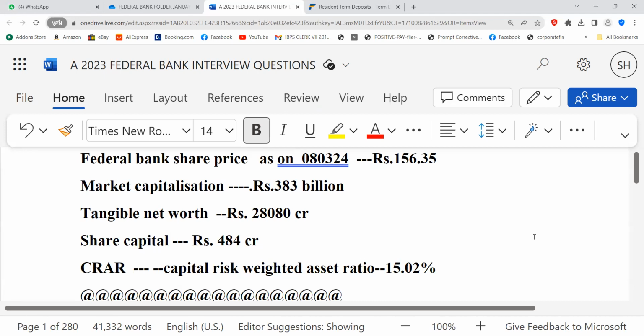Trillion, correct, because 10 to the power of 9 is billion. 10 to the power of 12 is what? Trillion. For that, what do we have to do? We have to add 3 zeros. So 1,000 billions make 1 trillion. Only once, in one interview, they asked this question.